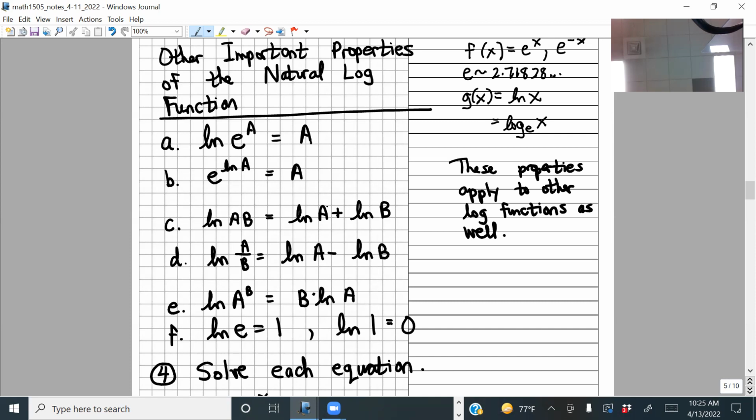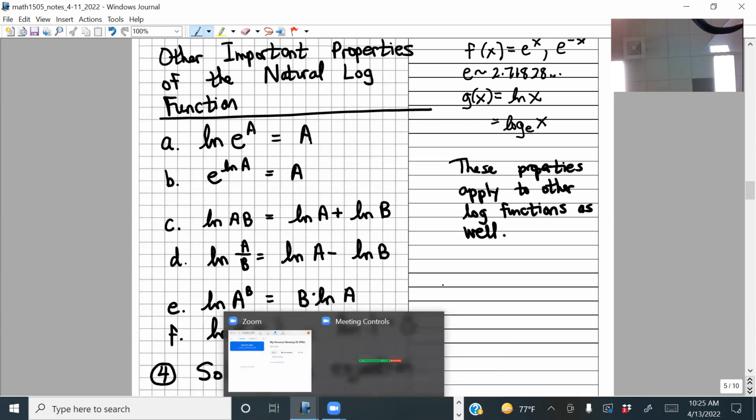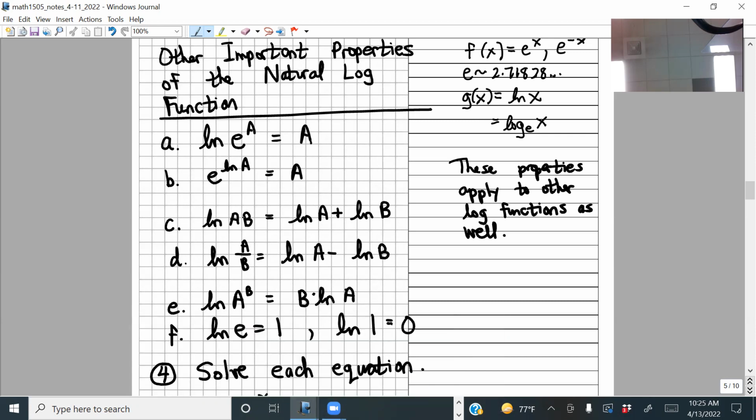Now, these next properties, C, D, and E, are a little bit more complicated in how they come about. We're not going to prove them, but we're certainly going to use them because they are very useful. So this first property says if you have the natural log of a product, so you're trying to compute the natural log of some quantity that's a product, you can break that up as the sum of the natural logs. So you can convert a product to a sum. That's very useful.